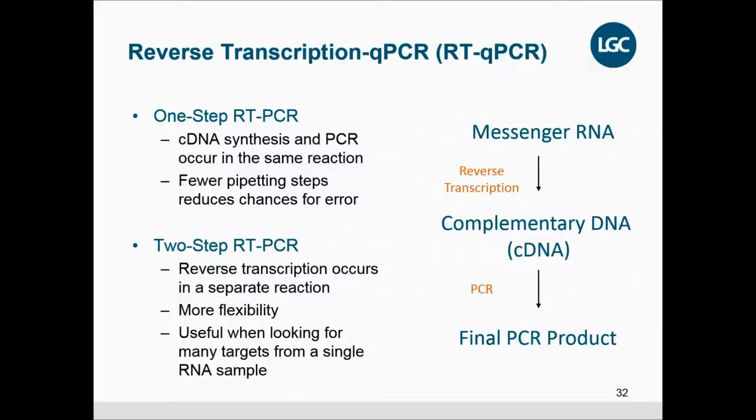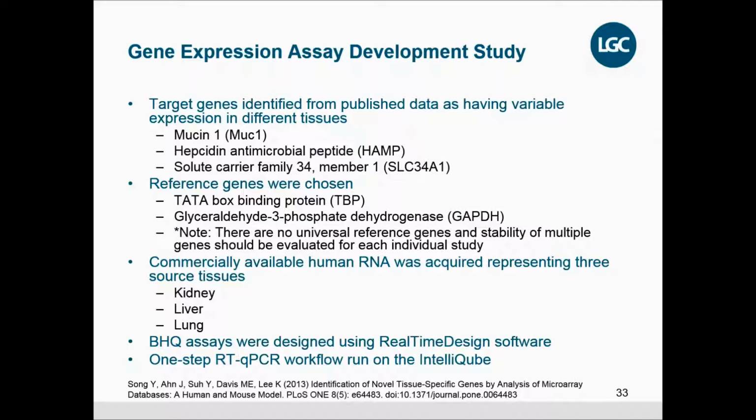A one-step process, the cDNA synthesis and PCR occur in the same reaction, so this reduces the pipetting steps, reduces the number of reactions that you need in order to get your answer. However, with a two-step process, the reverse transcription occurs in a separate reaction, so this gives you a little bit more flexibility. If you're looking for many targets from a single RNA sample, you can create that cDNA from that sample. It's more stable, and you can screen many targets against that single sample.